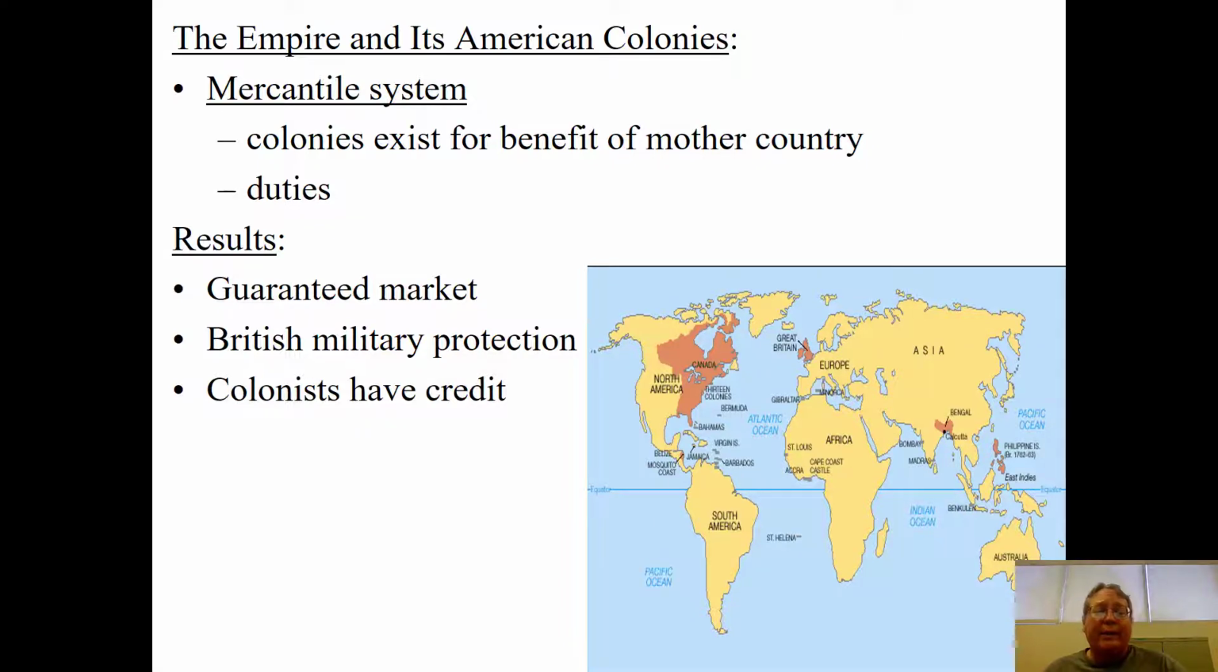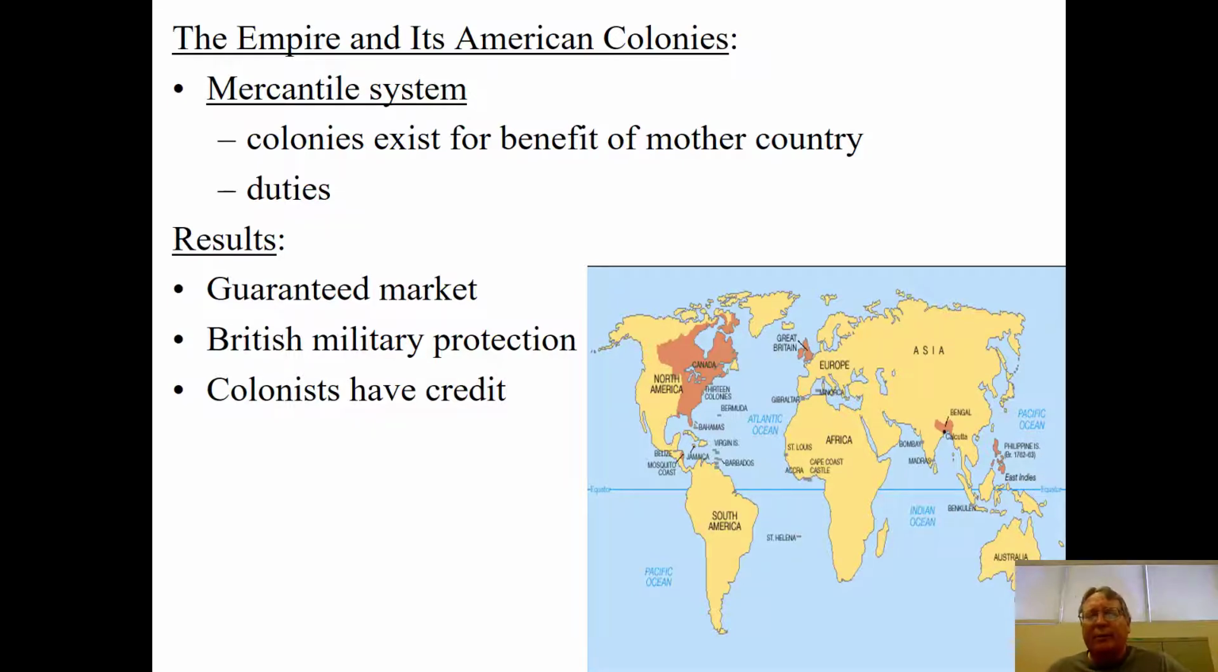So if you can't afford to buy something from a manufacturer in Britain, but you want those goods, you're supposed to be able to take out credit and then say, when my next year's crop comes in, or when we get another load of furs in, or when we harvest some trees, whatever resource it is that you're tied to, then I'll pay off my debt with you, right? And that's the way this system is supposed to work.